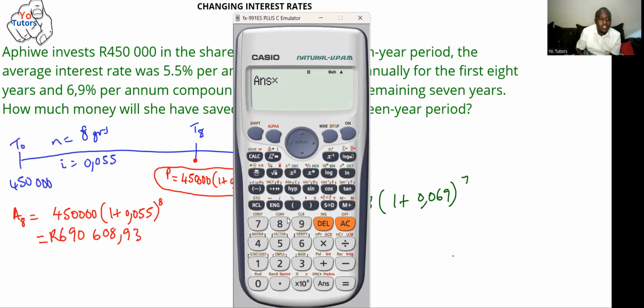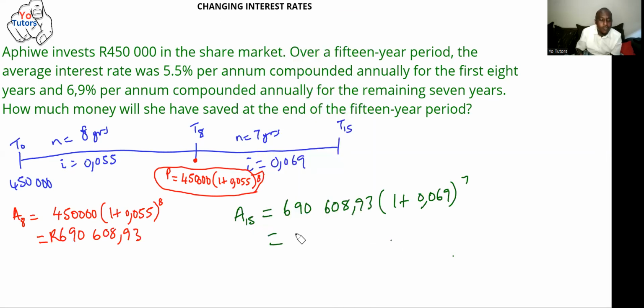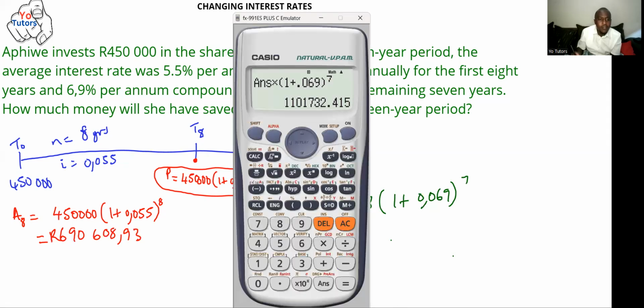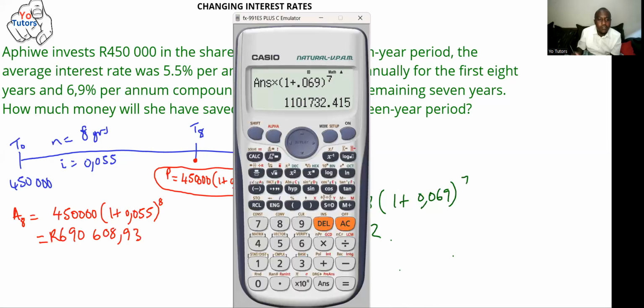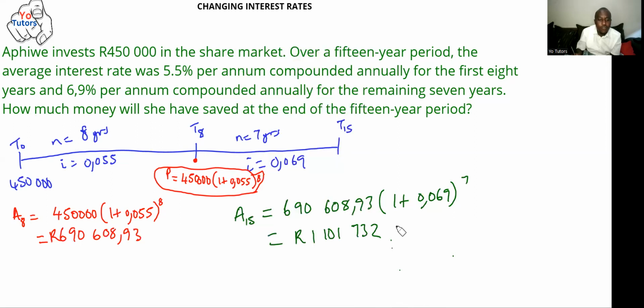So we're going to say times 1 plus 0.069 in bracket to the power of 7. And this is what we get. It's 1,101,732.42. That's the accumulated amount that you get there after 15 years.